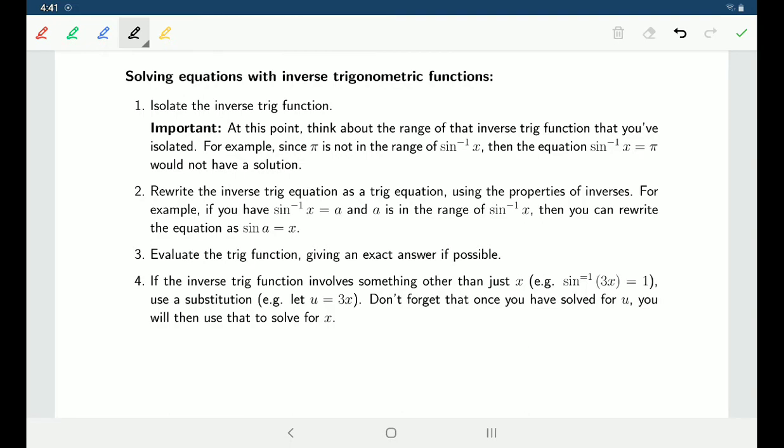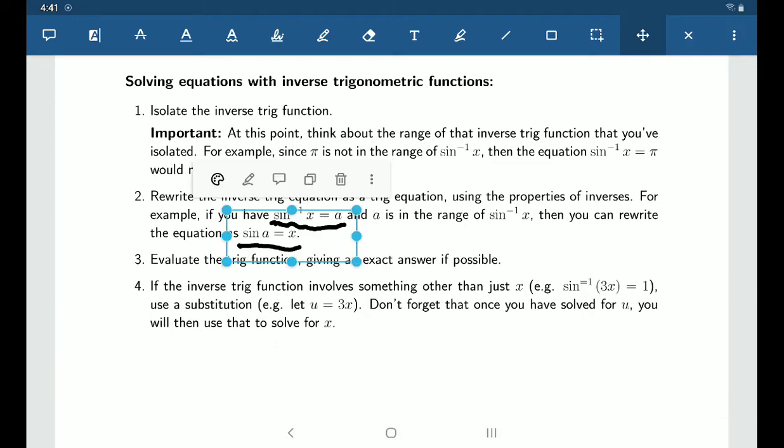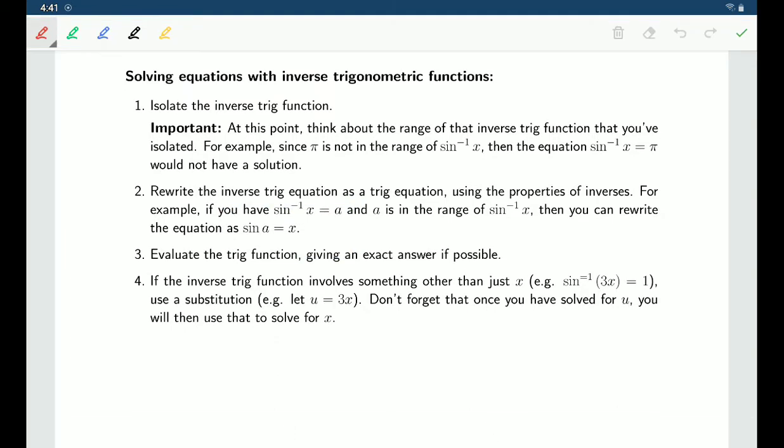Now, if you know that there will be solutions, then the next move is to just take that inverse trig equation and rewrite it as a trig equation. So instead of having sine inverse, rewrite it involving sine. Remember that for inverses, we switch the inputs and the outputs, so that instead of having x as the input for sine inverse, x would be the output for sine. Instead of having a as the output for sine inverse, you would have a as the input for sine.